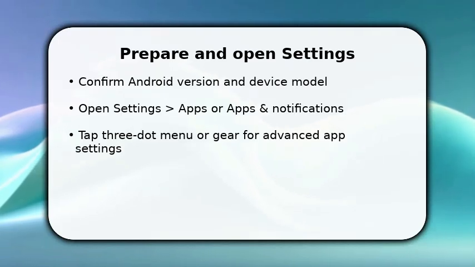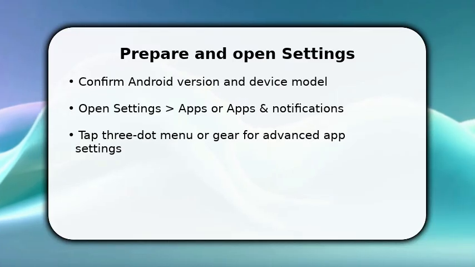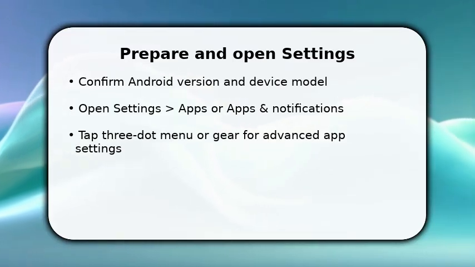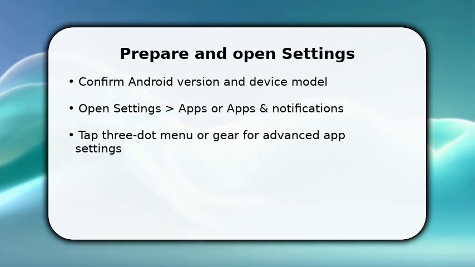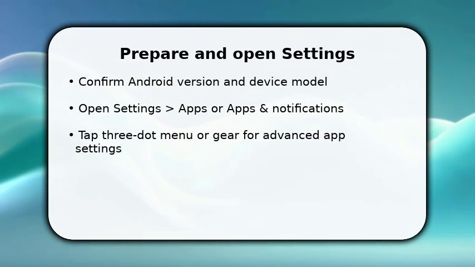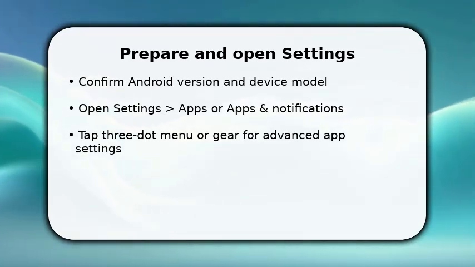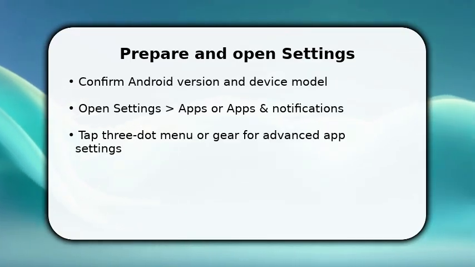You start by checking your Android version and confirming the device supports app search features. This saves time. Once done, open Settings and go to Apps or Apps and Notifications. Make sure you tap the three-dot menu or the gear icon to reveal Advanced App Settings. You want to locate the app search or default apps entry quickly.